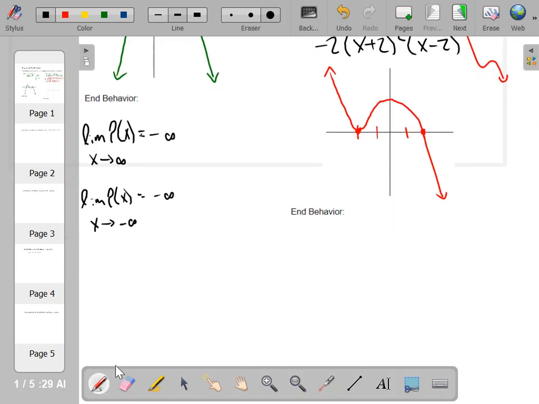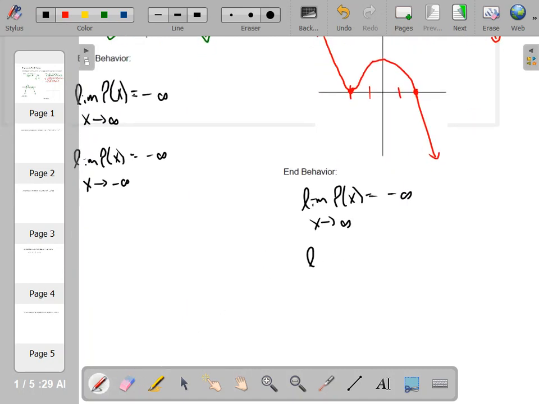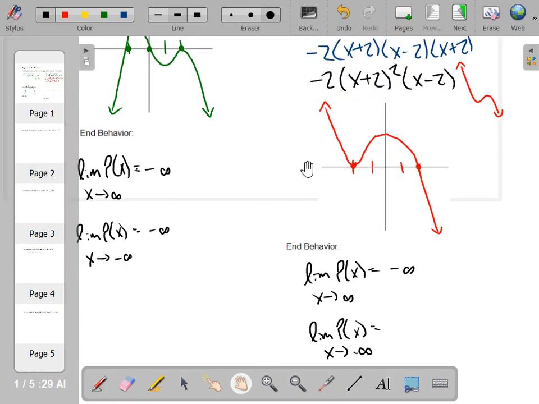Over here, the limit is the function p of x again? Yeah, p of x. The limit of p of x as x approaches infinity. As you go to the right, y goes down, so that is negative infinity. And then the last one, the limit of p of x as x goes to negative infinity. As you go to the left, x goes to negative infinity, y goes up, so we say it goes to positive infinity. It must look exactly like that.